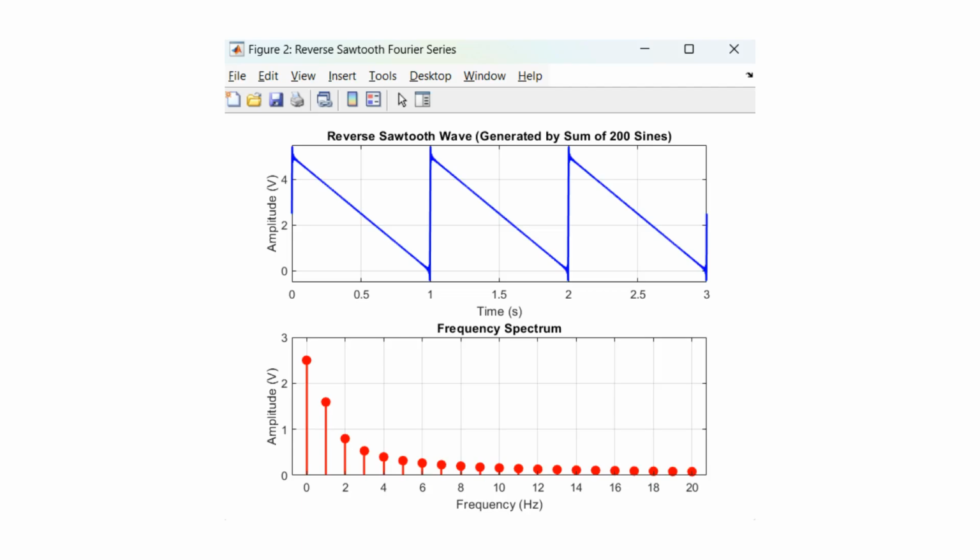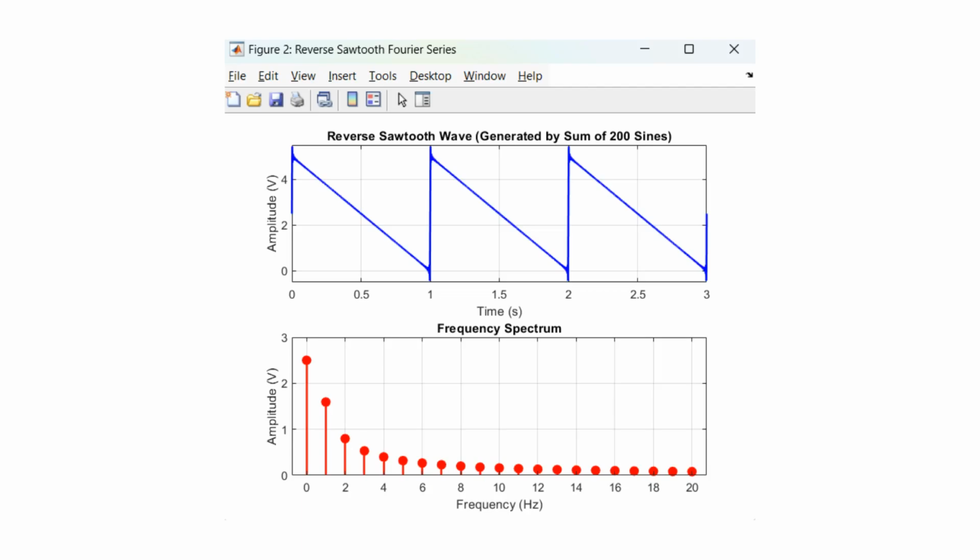This figure shows the final result of the Fourier series constructed for the unipolar reverse sawtooth waveform. The top plot displays the waveform in the time domain. The signal is generated by summing the first two sine harmonics along with the DC component. As shown, the reconstructed waveform closely follows the ideal reverse sawtooth shape, exhibiting a slow linear decrease and a sharp vertical reset at the end of each period.